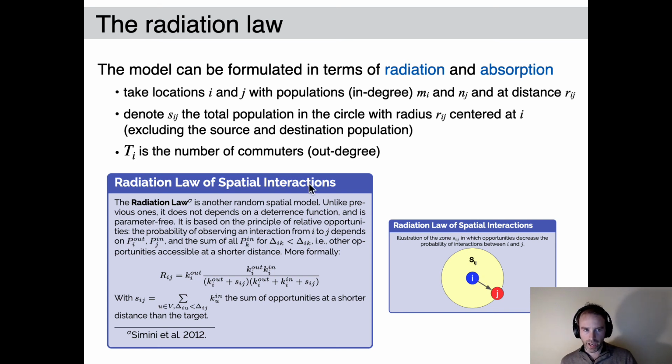Okay, and so this comes from the formulation in physics of radiation and absorption. But the basic idea is simply that the more opportunities you have at a shorter distance, the less likely you are to move to find a job in such a city.